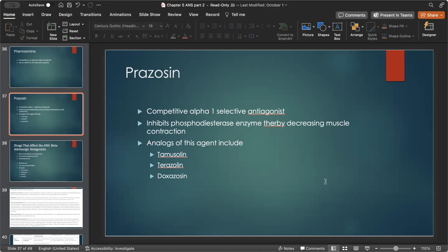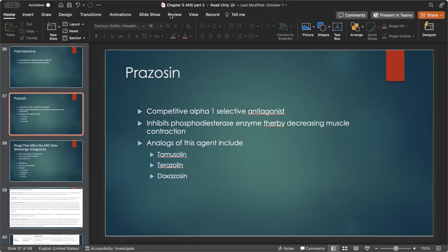So really important nursing education for these drugs would be to give the first dose at bedtime. The first dose, so the first time they ever take this medication. This is because they will experience something called first dose orthostatic hypotension, which means their blood pressure is going to drop really rapidly, and that can be kind of scary. So we don't want our patient at risk for falls. This is a nursing education.